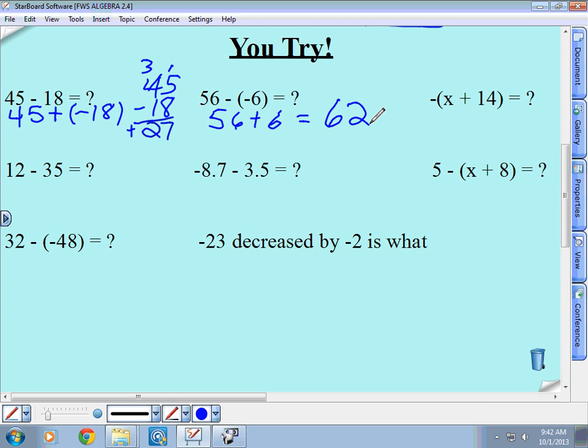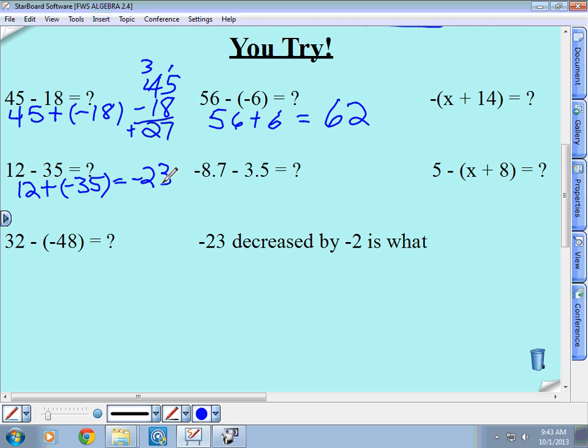Let's go over to here. 12 minus 35. Change the sign. Okay, so what am I going to write? 12 plus 35. 12 plus what? Negative 35. The opposite. Very good. And what's that going to do? Negative 23. Okay. Excellent.